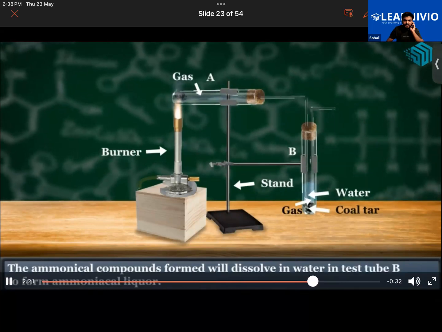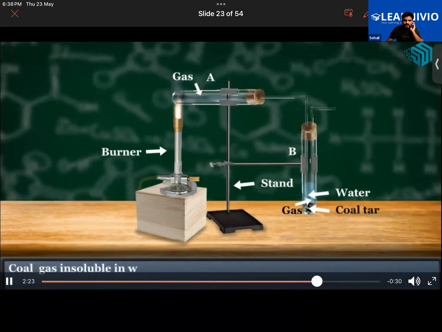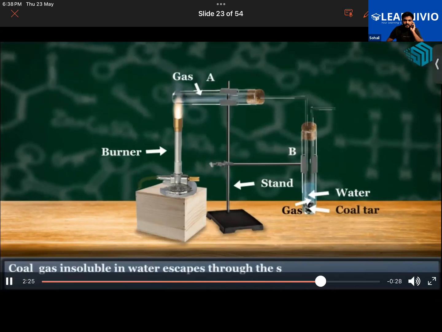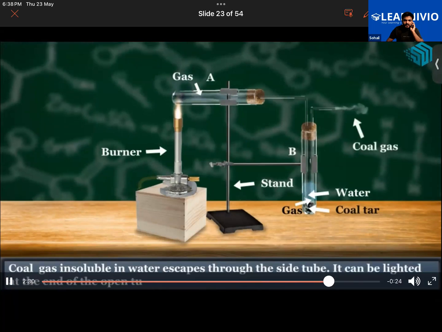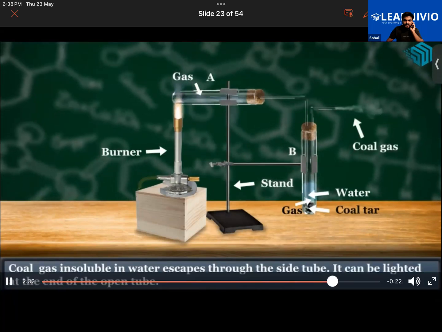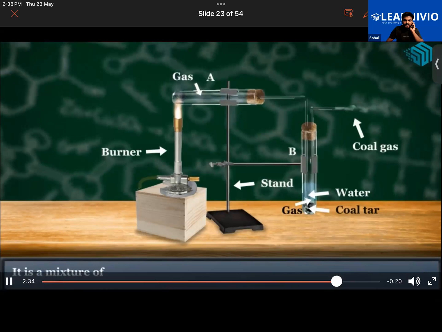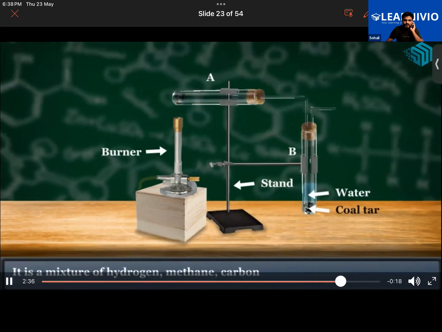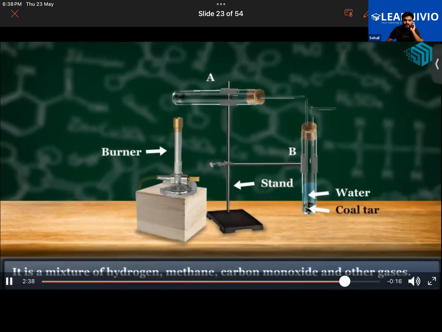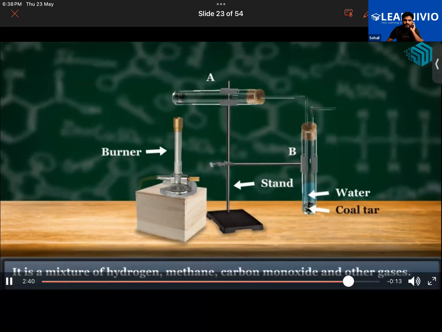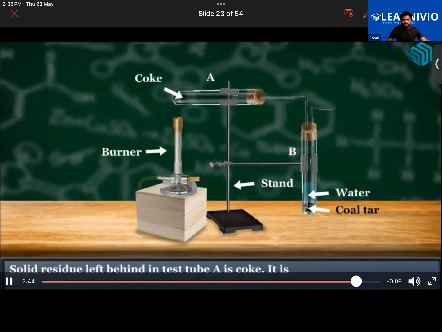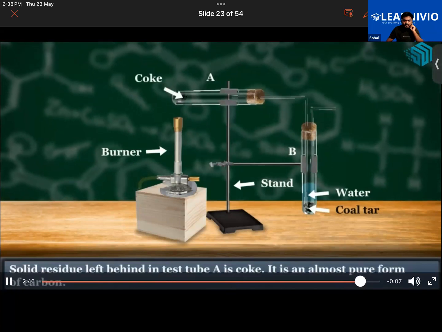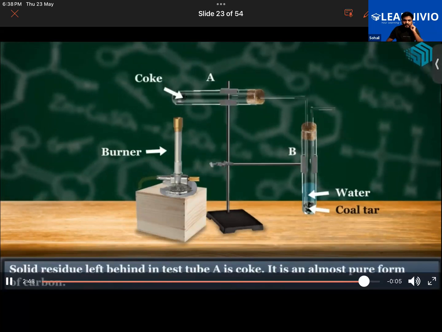Coal gas, insoluble in water, escapes through the side tube. It can be lighted at the end of the open tube. It is a mixture of hydrogen, methane, carbon monoxide, and other gases. The solid residue left behind in test tube A is coke. It is an almost pure form of carbon.